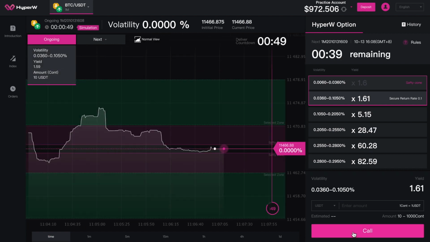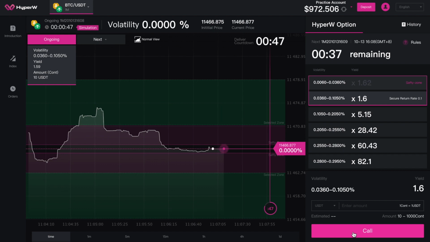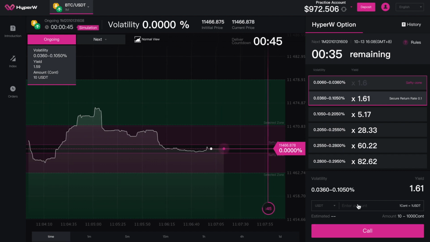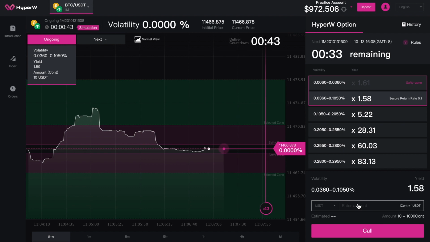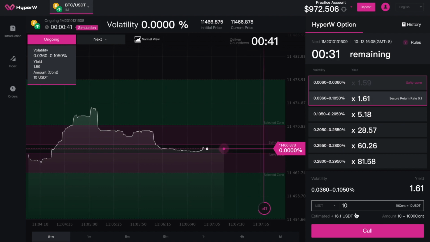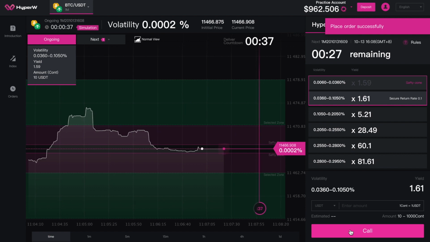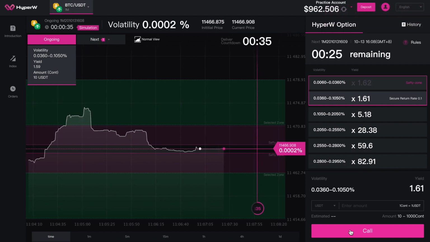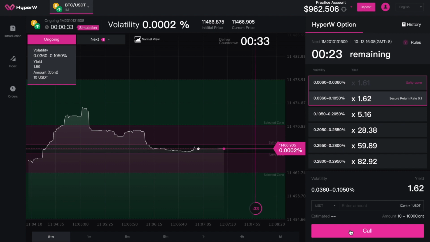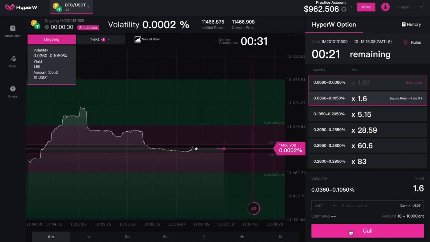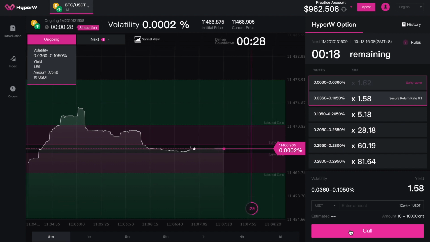As you can see, the process of participating in HyperW is quite simple, and you will not have any difficulties. However, before you start, I still recommend to read the existing rules for participation in HyperW, which are available immediately within the trading interface. You can get acquainted with them yourself.